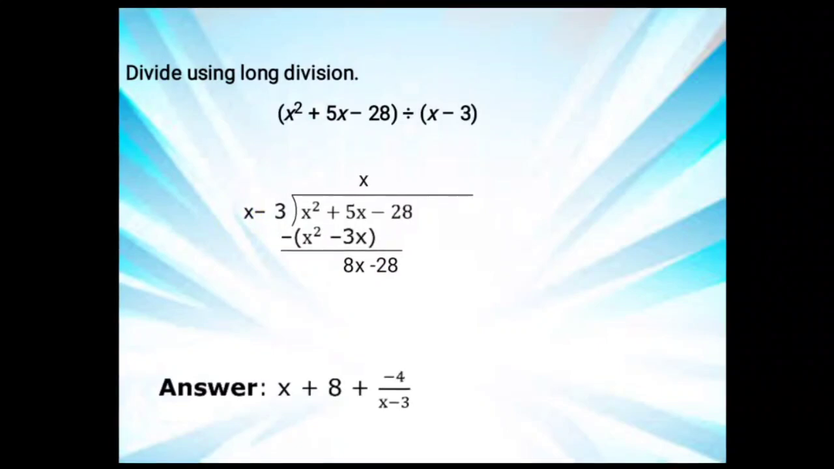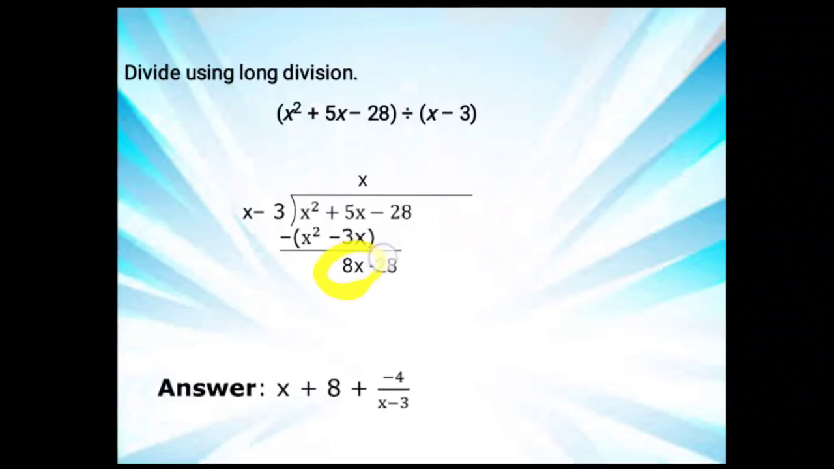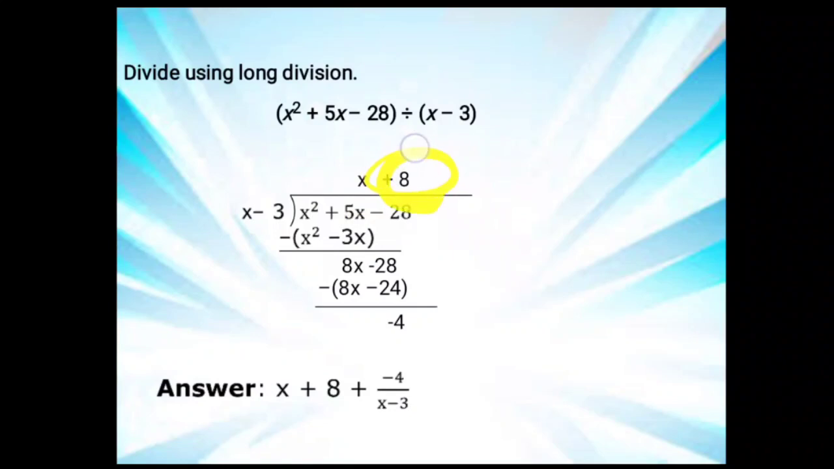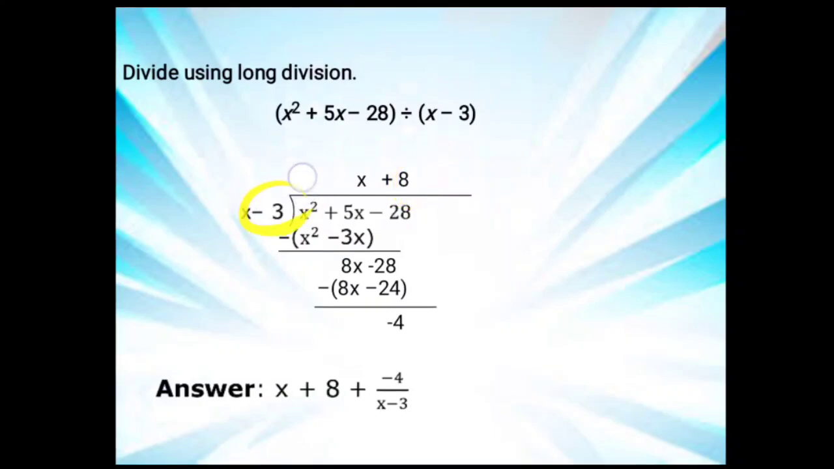Okay? Because we subtracted the exponent of x. So 1 minus 1 is 0. When the exponent is 0, that is equal to 1. So 8 times 1 is 8. That's why we have here positive 8. So positive 8 times x is 8x. 8 times negative 3 is negative 24.